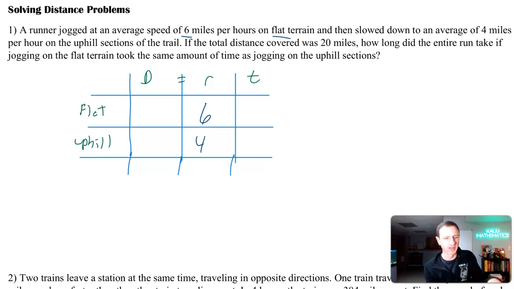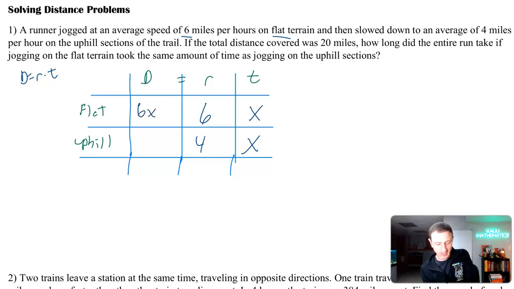Time is the component that I'm struggling with. What do I call that? Because it says we ran on flat terrain, we ran on an uphill section, we ran at a rate, but then at the very end, it says it took the same amount of time. So I'm going to call that x, because the flat terrain took the same amount of time as the uphill. If I call that x, that's also x. If it took me 2 hours to run on the flat terrain, it also took me 2 hours to run on the uphill section. So distance is equal to rate times time.